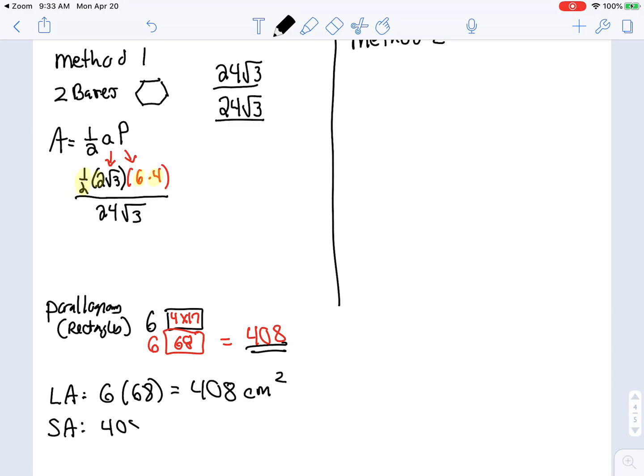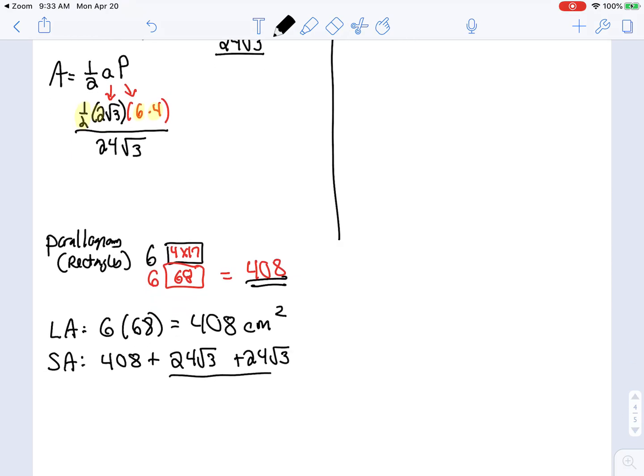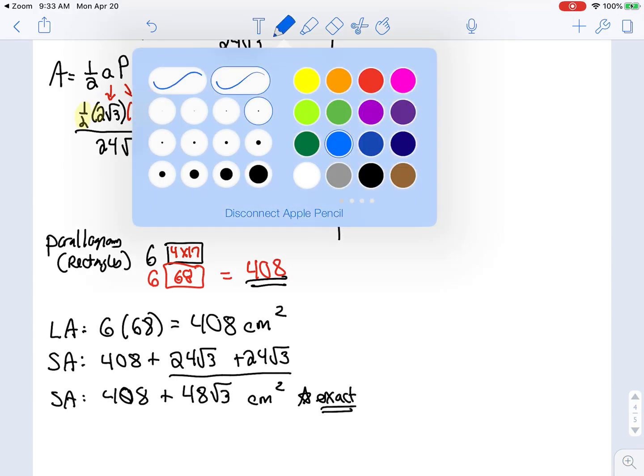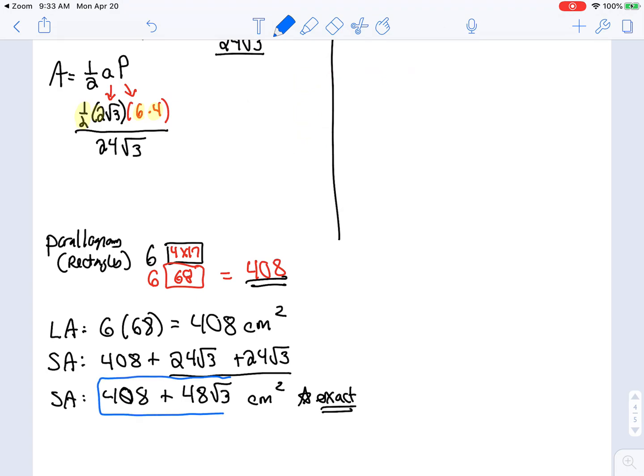The surface area is going to be that lateral area plus the 2 bases. Now the bases were 24 root 3 and another 24 root 3. And when I add these 2 together, that's going to give me 48 root 3. So my surface area is 408 plus 48 root 3. And again, my units are centimeters squared. If I was to ask you for an exact answer, this would be the exact answer. You would leave it with that addition, and you would leave it with that square root 3.